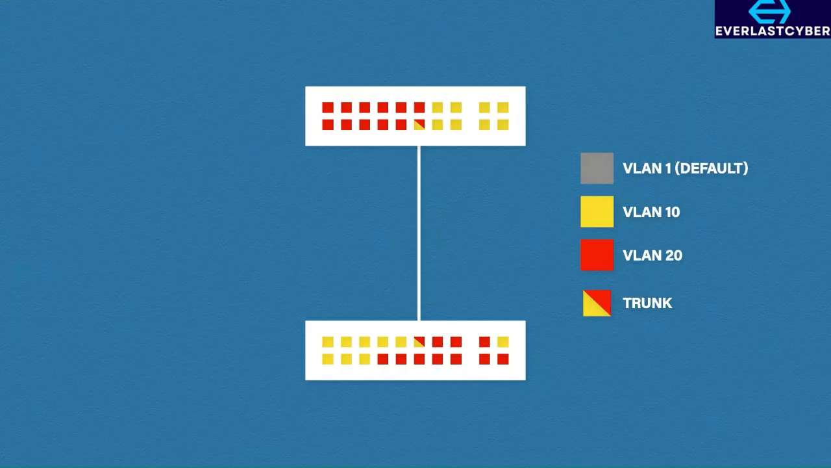So when a trunk sends data that could be from VLAN 1, VLAN 10 or VLAN 20, it needs a way to identify which virtual LAN that traffic belongs to. This is done by using something called a tag. To understand tags, we need to take a couple of steps back.